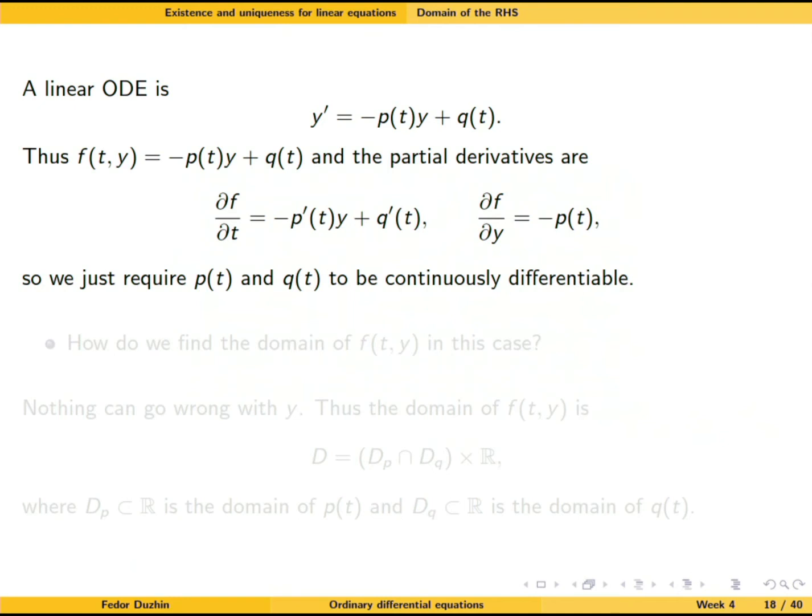Now, until now, we've been talking about the domain of the right-hand side and the domain of a solution of a general differential equation. So what happens if our differential equation is linear? Right, so then the right-hand side of a linear differential equation is of a very specific form. And then we can easily check whether the right-hand side is differentiable with respect to y, differentiable with respect to t.